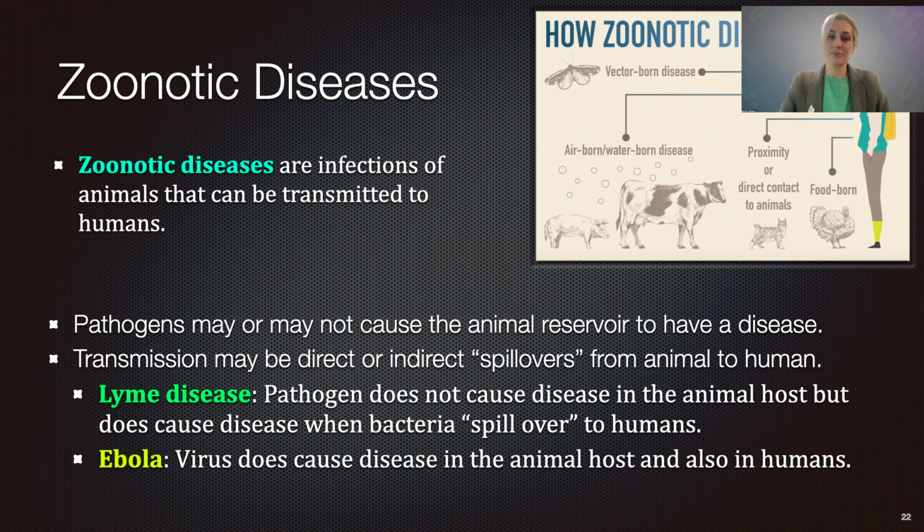Okay, Lyme disease itself is going to be spilling over into humans. So it doesn't actually cause disease within the animal host. So let's say there is a tick on a deer. The deer is not affected by the disease, but it can go from the disease reservoir, the deer, into the human population. So when humans go into forested areas, they can come into contact with these ticks and it could spill over into humans and cause disease in humans. Ebola, on the other hand, doesn't only cause disease in humans, but can also cause disease in the host that it's in.